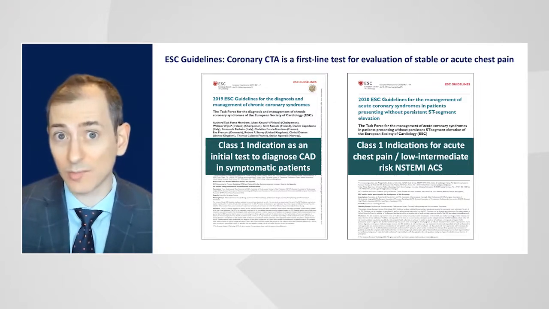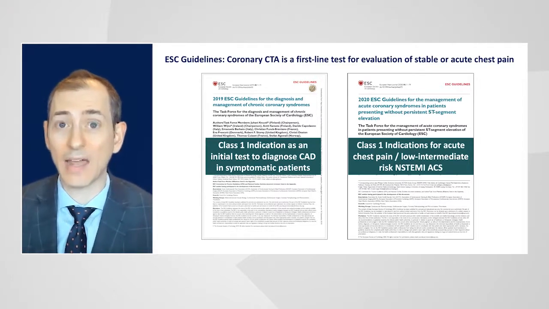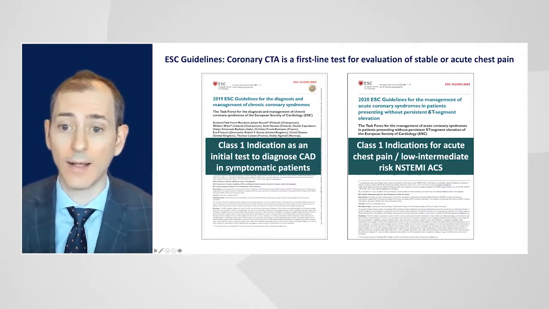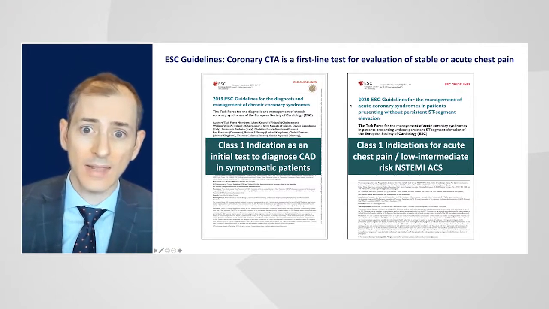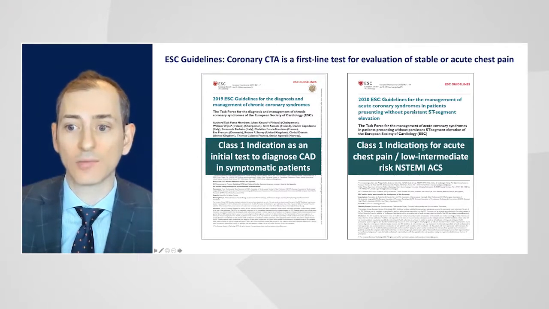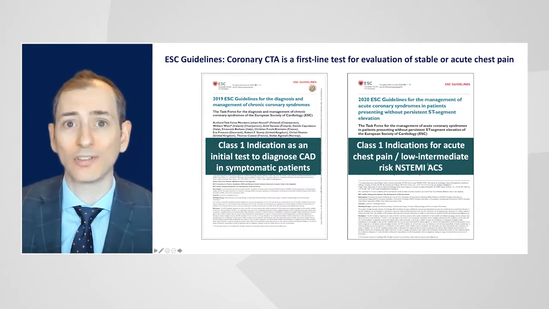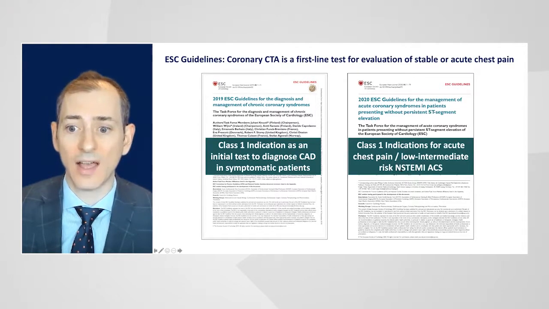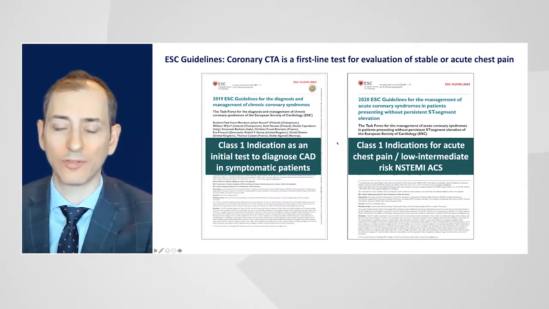We also have calcium score, which is a test that we do in asymptomatic individuals to identify at-risk patients. And then a year later in 2020, we saw another, in fact, 2 more class 1 indications for patients who have acute chest pain or those that have low to intermediate risk NSTEMI ACS. So this is also a fairly new indication for coronary CTA.